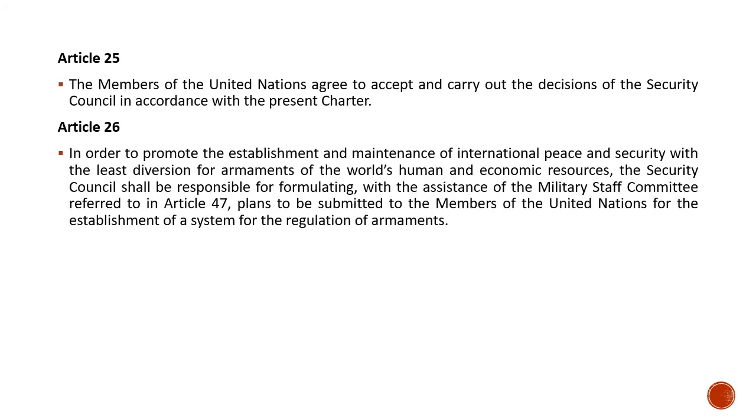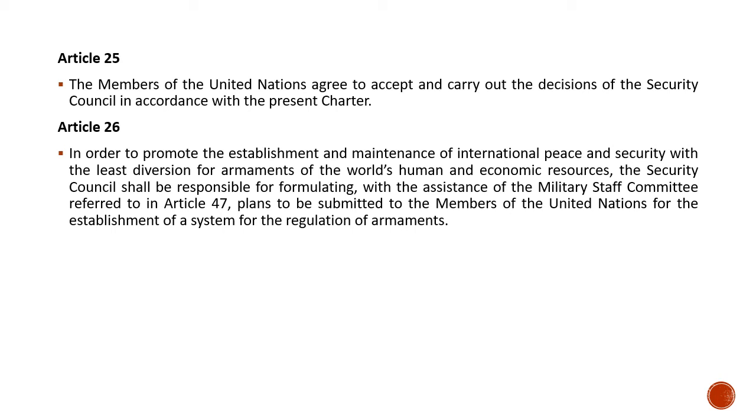Then Article 25. Article 25 of the United Nations Charter explains that the members of the United Nations agree to accept and carry out the decisions of the Security Council in accordance with the present Charter. Like, if the Security Council decides about something, or gives a verdict about some case, then it is the responsibility of the United Nations members to accept it, and they have to follow the rules explained by the United Nations.